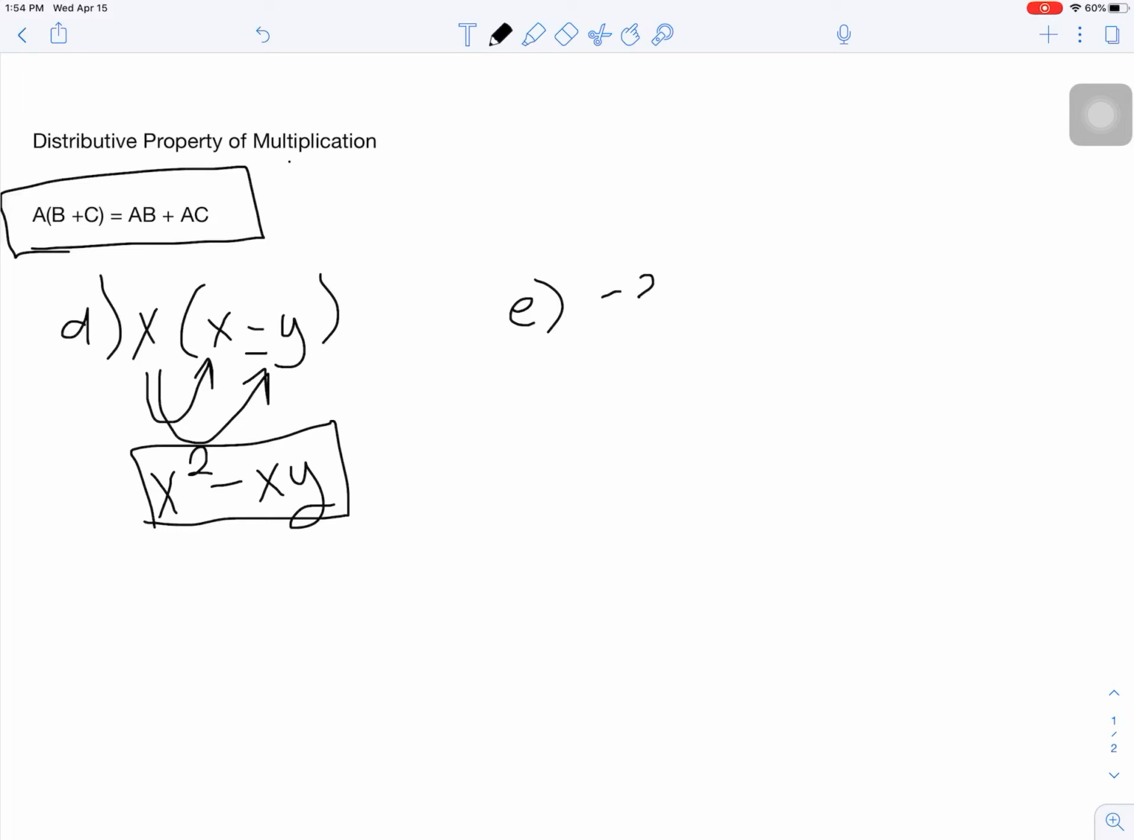Let's move on to E. So if you go to E, copy it down, see if you can do it yourself. You have negative 3, subtract 2x minus 1.